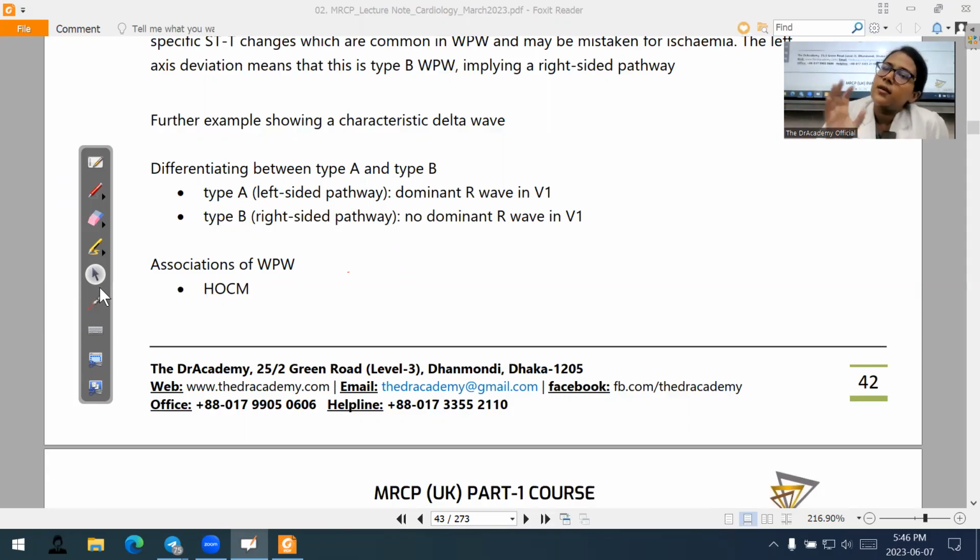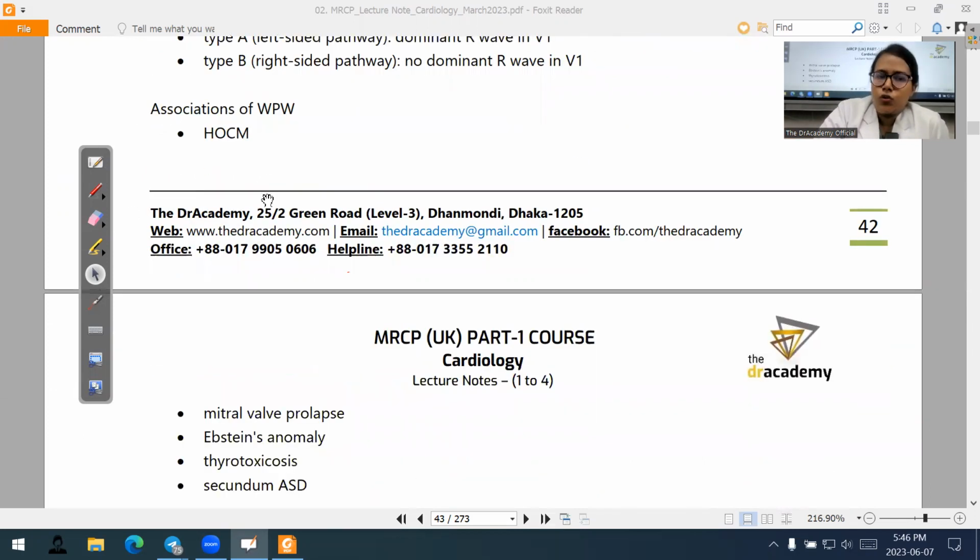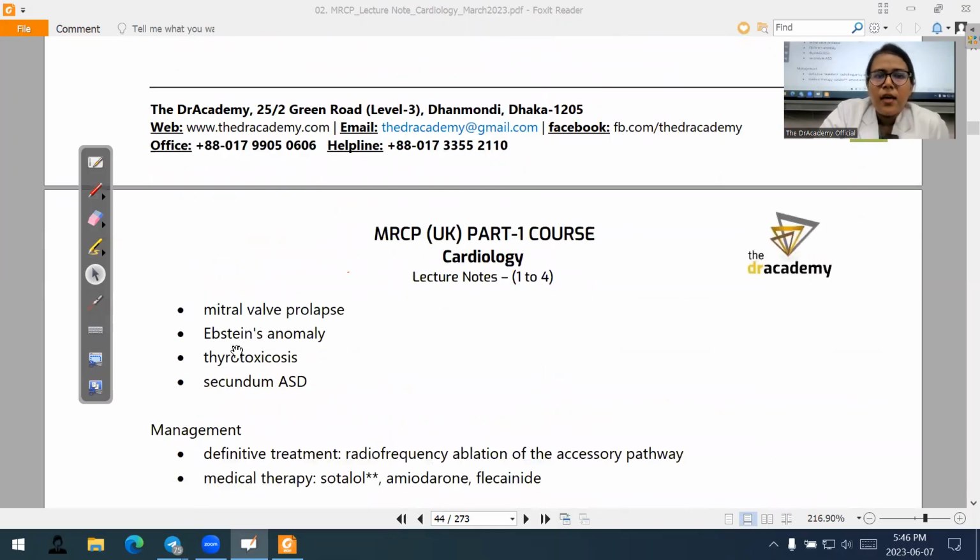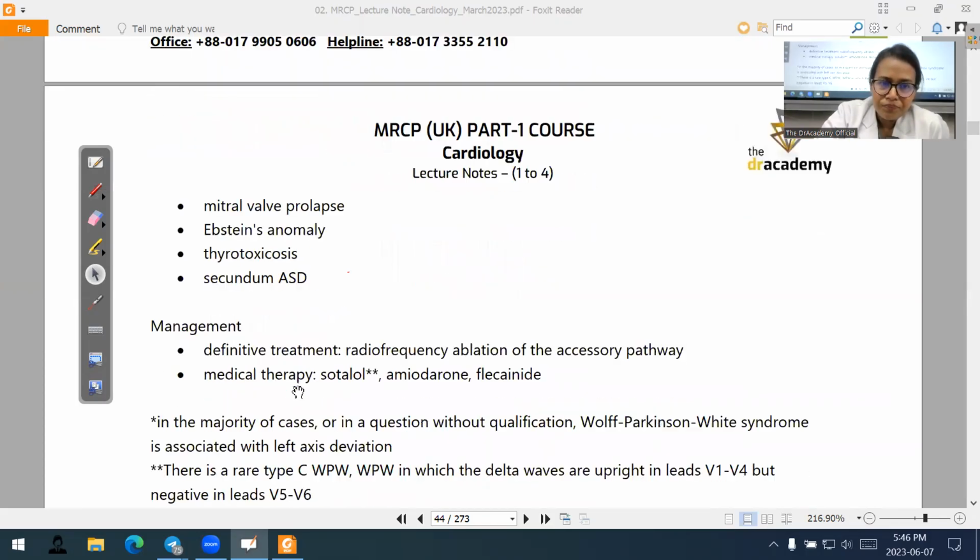Just like that, if there is some sort of congenital abnormality, then there is more chance of having another type of congenital abnormality. Like in case of WPW, you can expect HOCM, mitral valve prolapse, Ebstein anomaly. However, thyrotoxicosis is a non-cardiac thing, but this has higher chances of association with WPW and ASD secundum, okay? Definitive treatment, radiofrequency ablation.